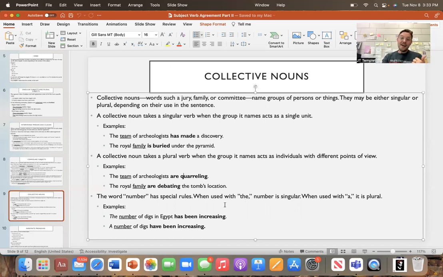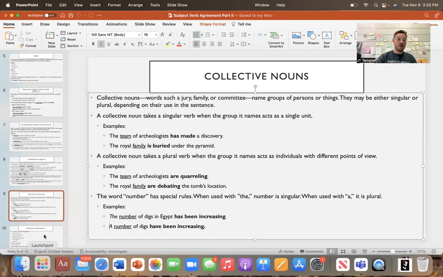The word number also has special rules. When it's used with the, it's singular. Like when you would say the number, it means it's one. When it's used with a, it's plural. So notice I have the same sentence twice, except I changed the article, the and a. The number of digs in Egypt has been increasing. I kept it as singular. With a number of digs have been increasing. So a with the word number is plural. The with the word number is singular.